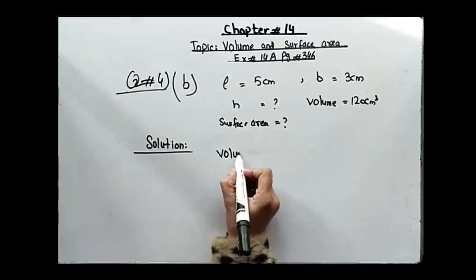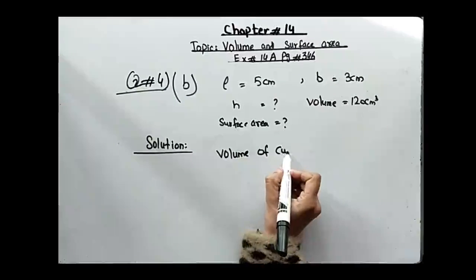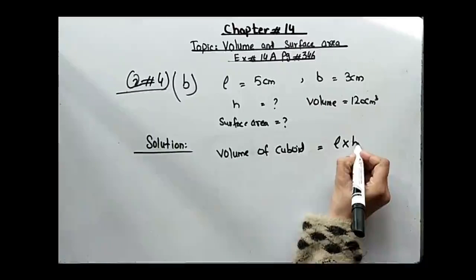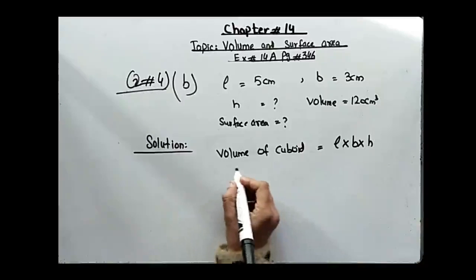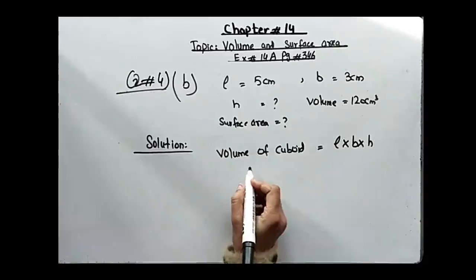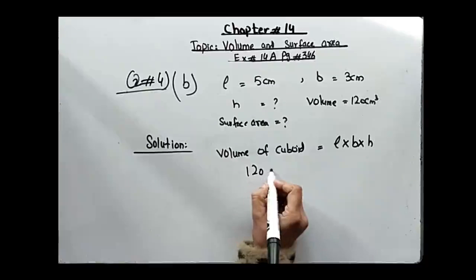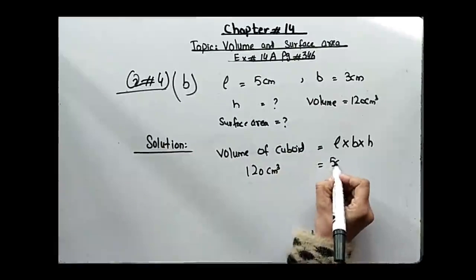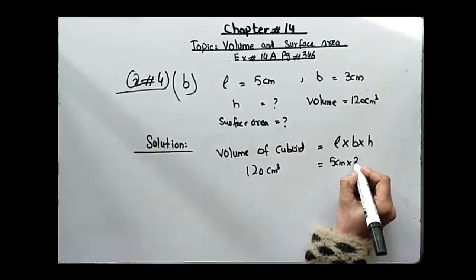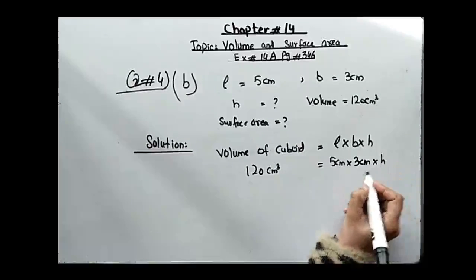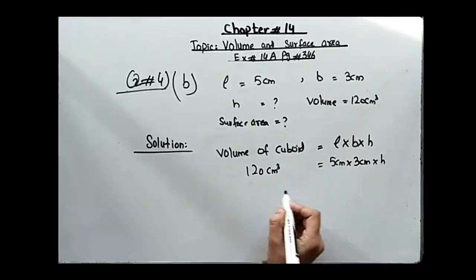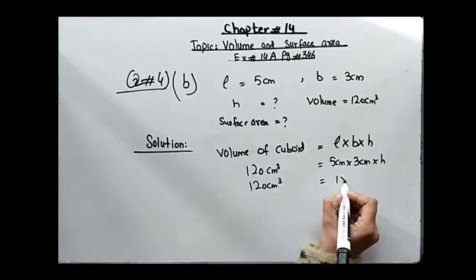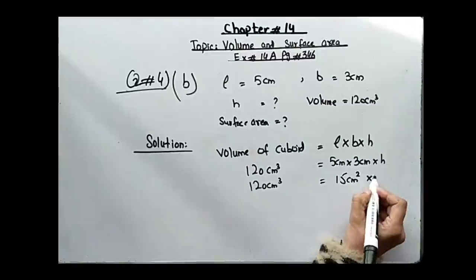Volume of cuboid is equal to length multiply breadth multiply height. So put the value of the given data. Volume 120 centimeter cube is equal to length, which is 5 centimeter, multiply breadth, which is 3 centimeter, and height is missing. It means we will find h. So 120 centimeter cube is equal to 5 3s are 15 centimeter square multiply h.